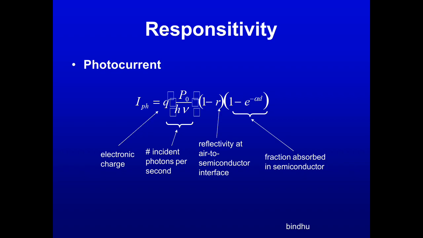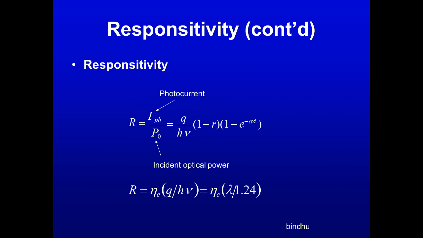Therefore, the photon current IPH is equal to Q into P by hν. P by hν is the number of photons incident per second. Q is the charge of an electron. 1 minus R, where R is the reflectivity from air to the semiconductor device, is the reflectivity component. 1 minus exponential of minus alpha D is the absorption occurring in the semiconductor.